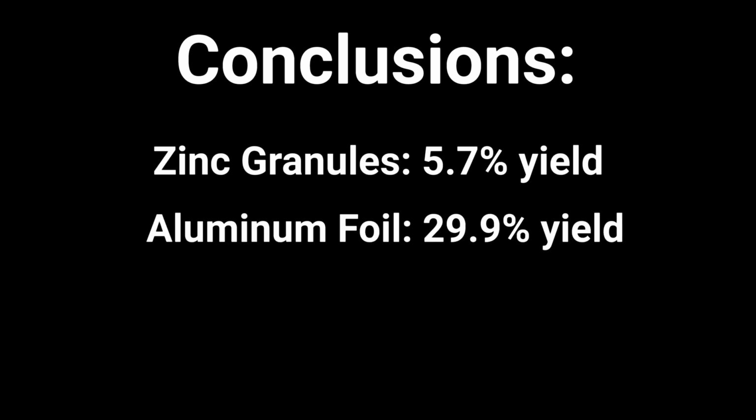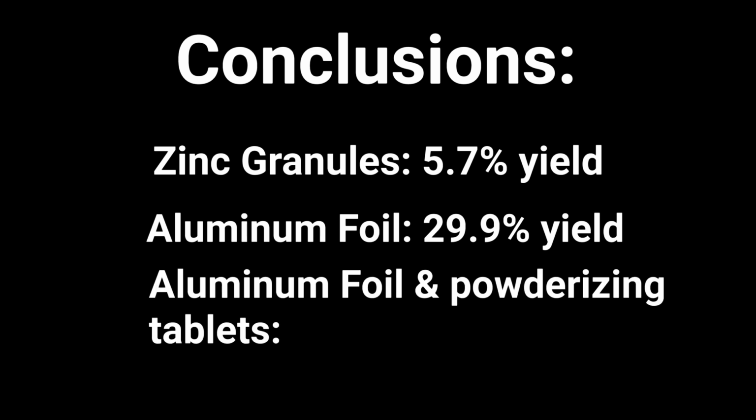Now, to wrap up the video, here are my conclusions. Using zinc granules will give a yield of 5.7%. Using aluminum foil will give a yield of 29.9%. And if using aluminum and powderizing the bismuth tablets beforehand, a yield of 0% is achieved.